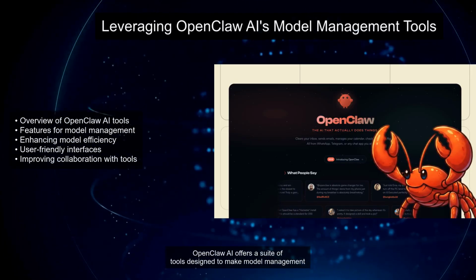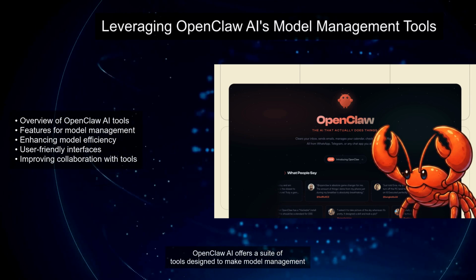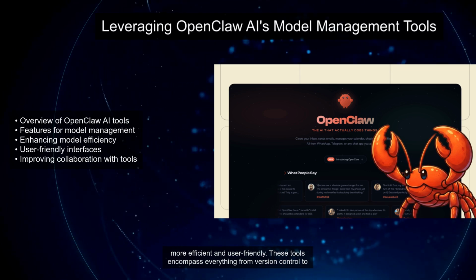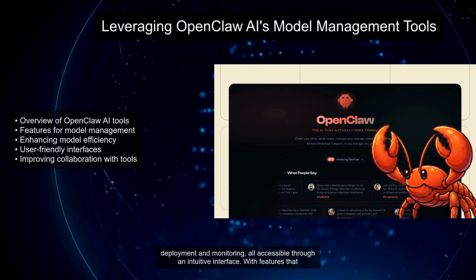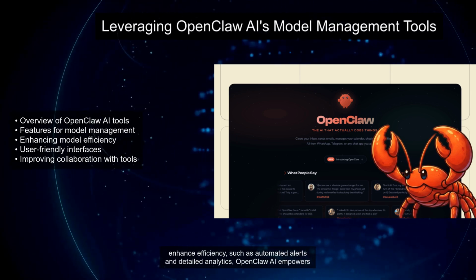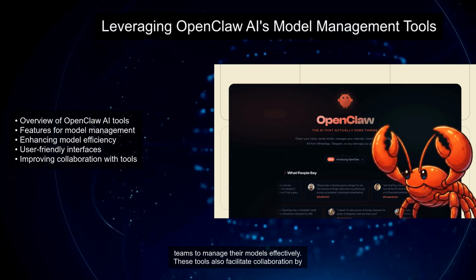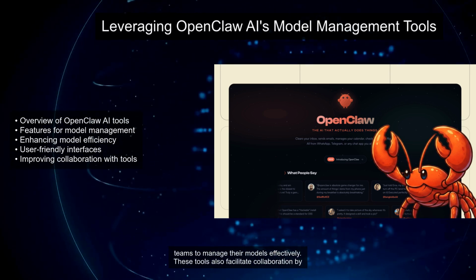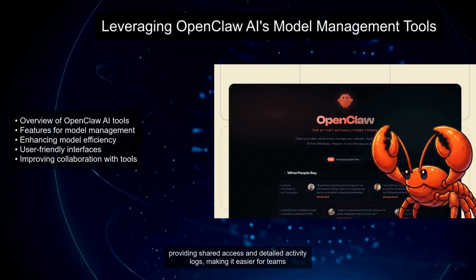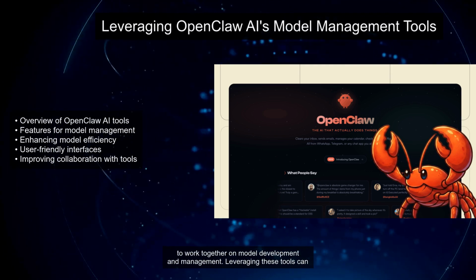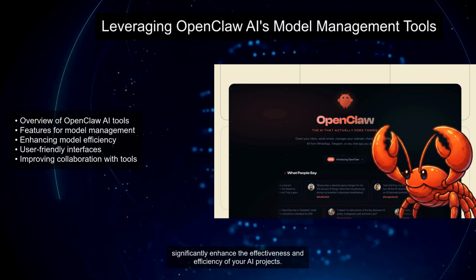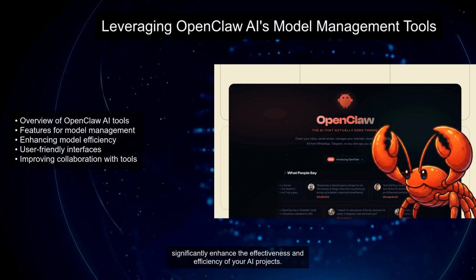OpenClaw AI offers a suite of tools designed to make model management more efficient and user-friendly. These tools encompass everything from version control to deployment and monitoring, all accessible through an intuitive interface. With features that enhance efficiency, such as automated alerts and detailed analytics, OpenClaw AI empowers teams to manage their models effectively. These tools also facilitate collaboration by providing shared access and detailed activity logs, making it easier for teams to work together on model development and management. Leveraging these tools can significantly enhance the effectiveness and efficiency of your AI projects.